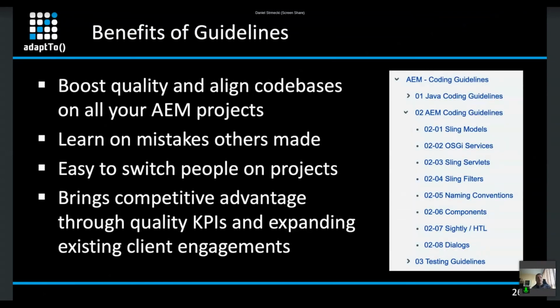Some of the benefits that I see of coding guidelines, and here on the right side, you can see a screenshot from our Confluence. We have a set of guidelines for Java, a set of guidelines for AEM, and a set of guidelines for testing, and we organize them like this, basically per types of classes. And I think this really helps us to boost quality and alignment on different AEM projects that we are running, because we have a lot of them running at the same time.